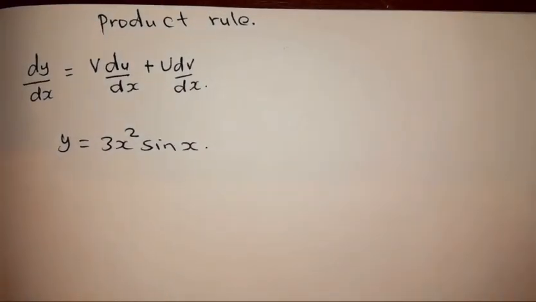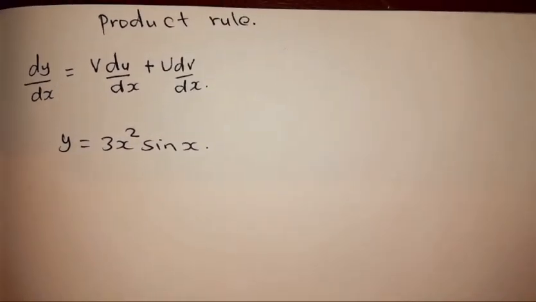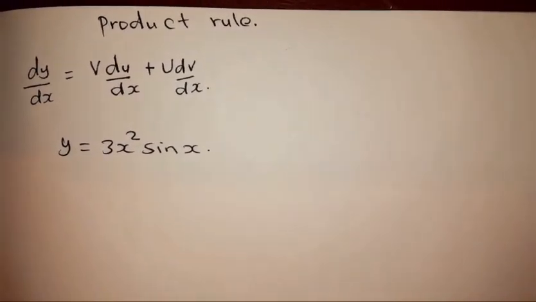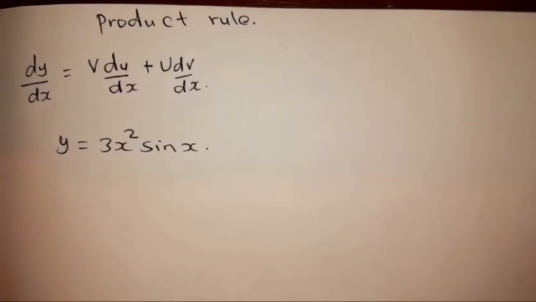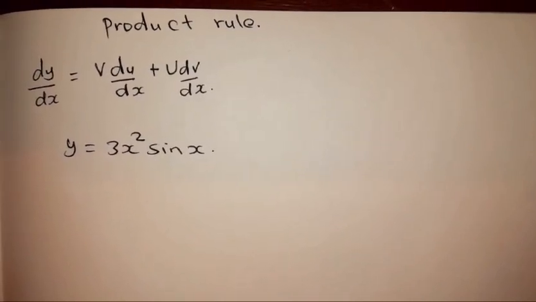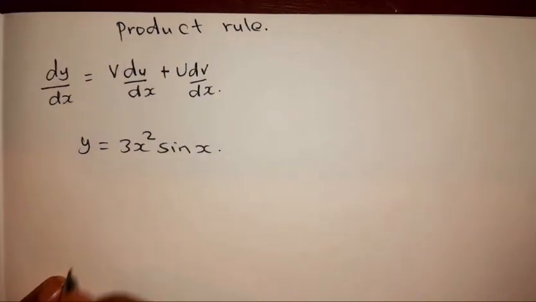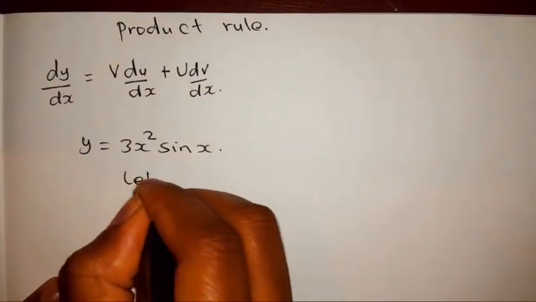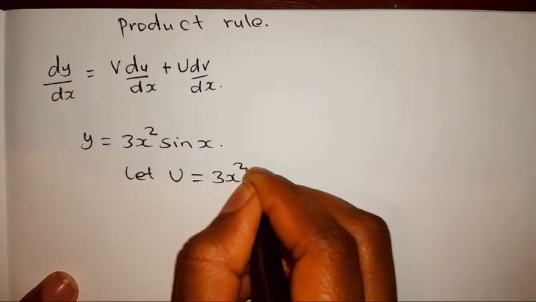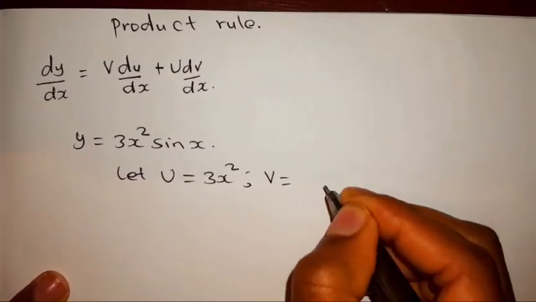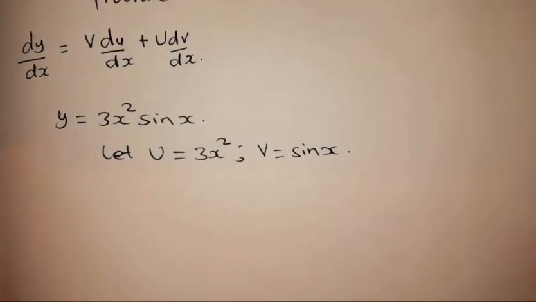if you look at this function, it is a product of two terms. Here you have the first term as 3x squared and the second one as sine x. To find the derivative of this function, you have to let the two terms be two separate variables. Like the first one, you can let the first one be u and the second one be v. With this, it will be easier to differentiate.